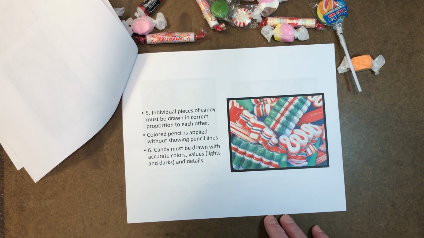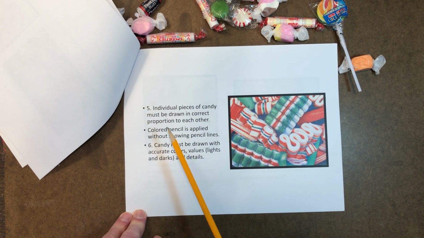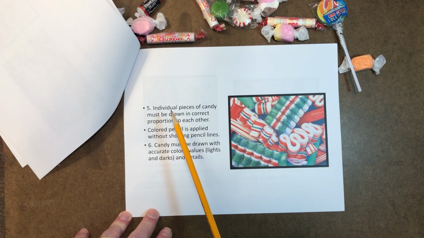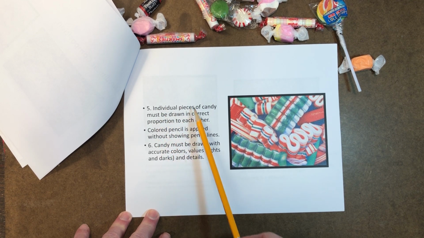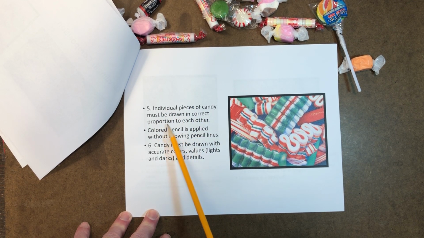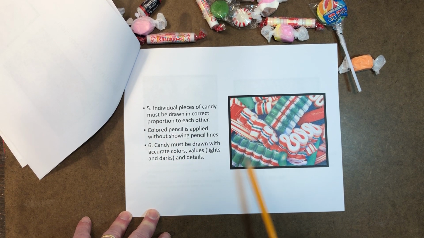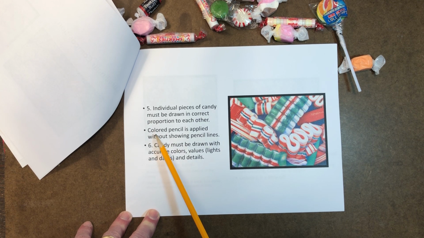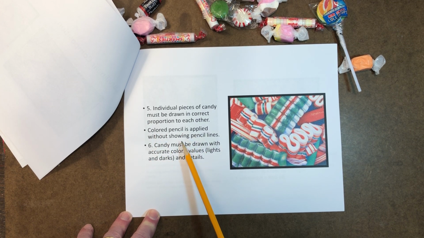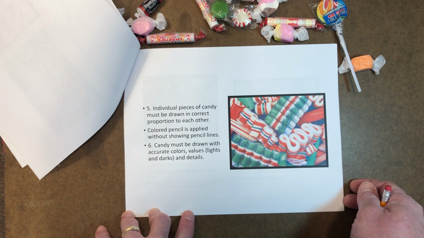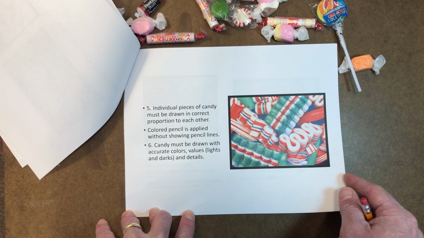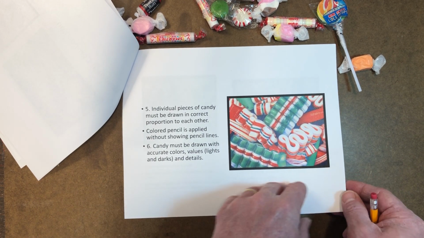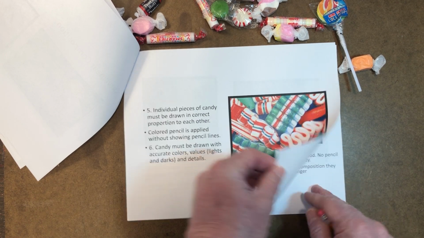Almost last thing here anyway. I want you to really think about the individual pieces of candy, that they're drawn correctly and in correct proportion to each other, so one isn't out of proportion in relationship to the other. We're going to use colored pencils and apply the colored pencil without showing pencil lines. And the candy must be drawn with accurate colors and values, good lights and darks, and details as well.